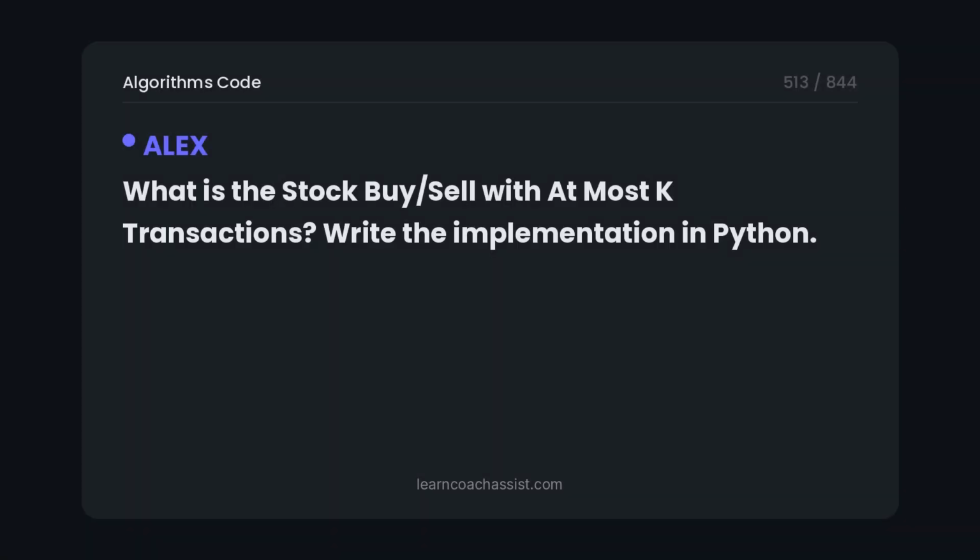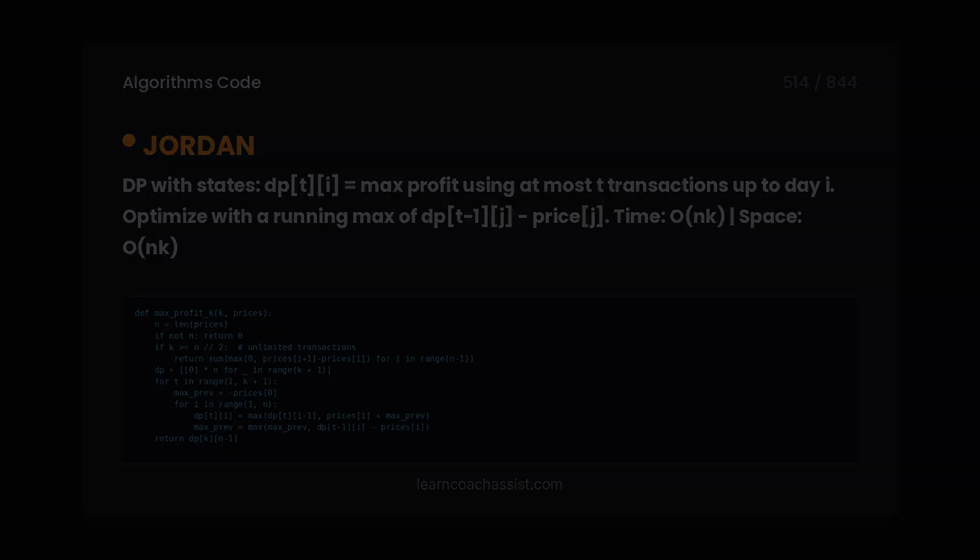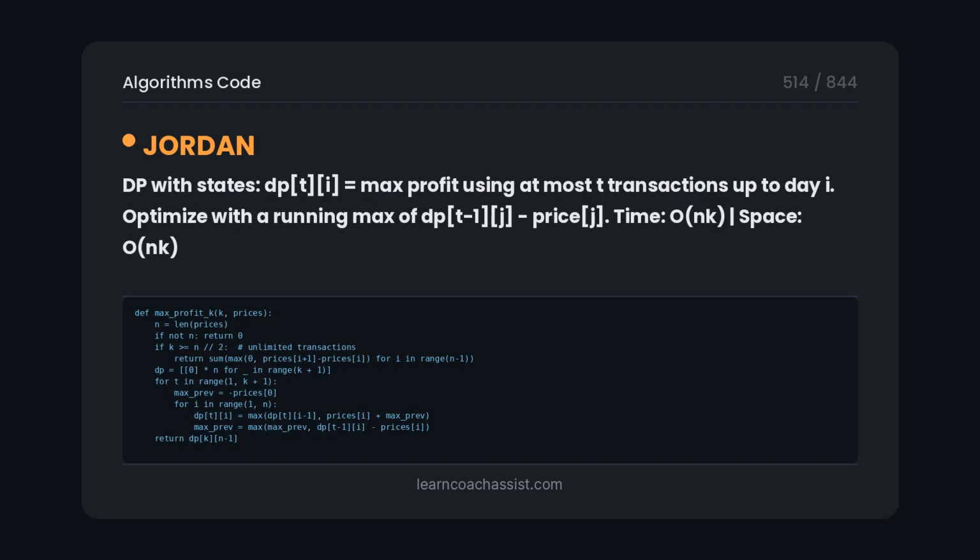What is the stock buy sell with at most k transactions? Write the implementation in Python. DP with states dp[t][i] equals max profit using at most t transactions up to day i, optimize with a running max of dp[t-1][j] minus price[j]. Time O(nk), space O(nk).